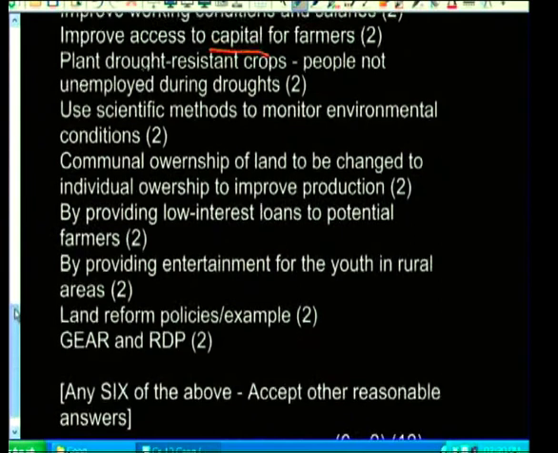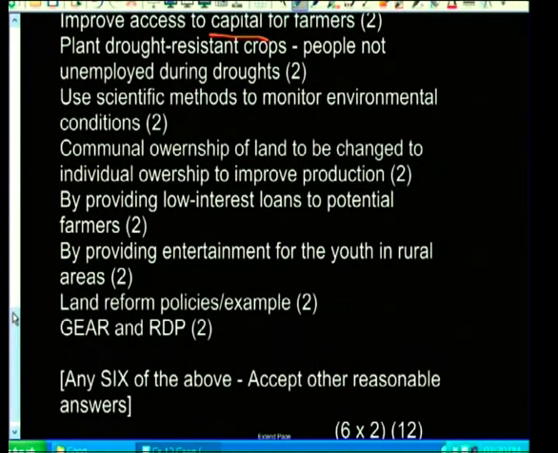Plant drought-resistant crops. People then are not unemployed during droughts, especially in South Africa, which is considered to be a semi-arid desert according to the amount of rainfall we receive. Drought-resistant crops are a very good idea to stop unemployment in the rural areas.